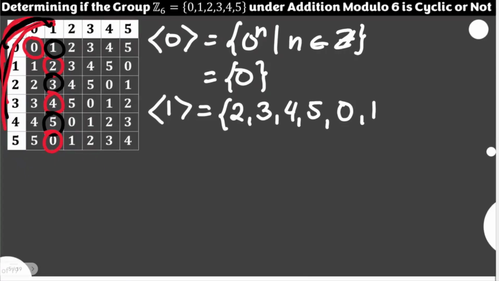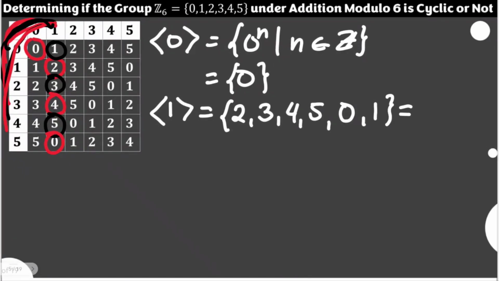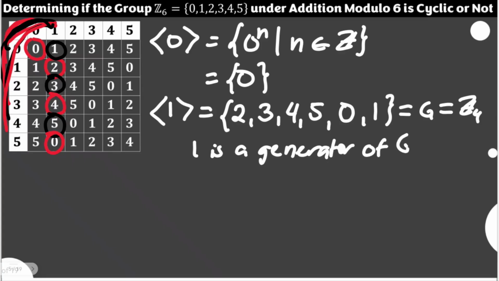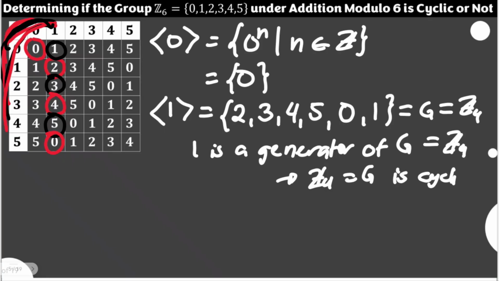And since we have 6 elements, which is the same as our set G or Z sub 6, we can now say that 1 is a generator of your set G or Z sub 6. With this, we can now claim that our Z sub 6, or G, is cyclic under addition modulo 6. And this time, we are done with the identification, because the goal is just to determine whether the group is cyclic or not. So we can stop here.